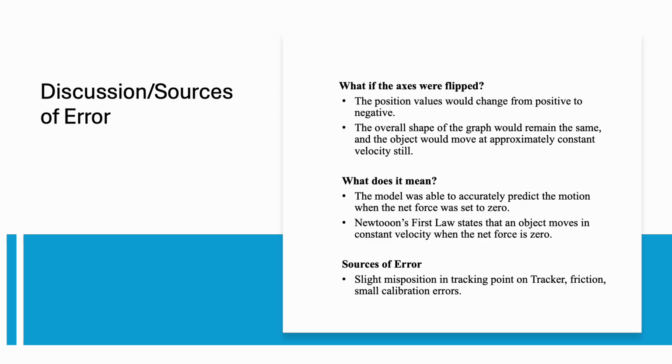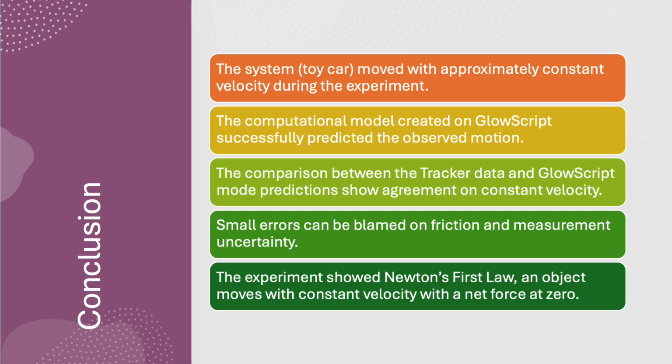The second discussion question asks what it means that the model worked when the net force was set to 0. The model was able to accurately predict the motion because Newton's first law states that an object moves with constant velocity when the net force acting on it is 0. This suggests that during the analyzed portion of the motion, the forces acting on the toy car approximately balanced well enough for constant velocity to be a useful approximation.